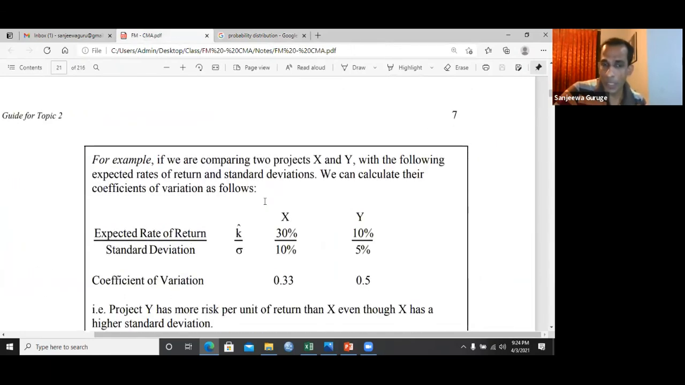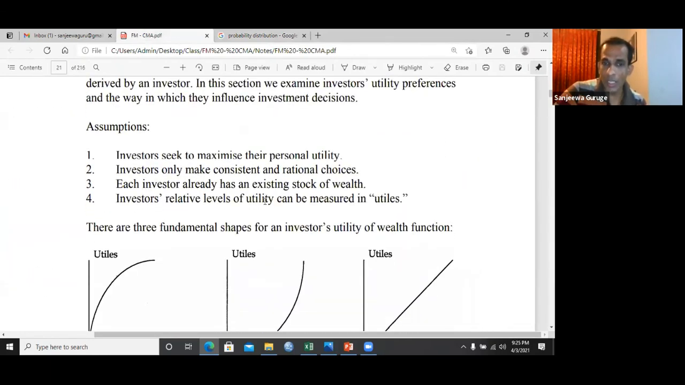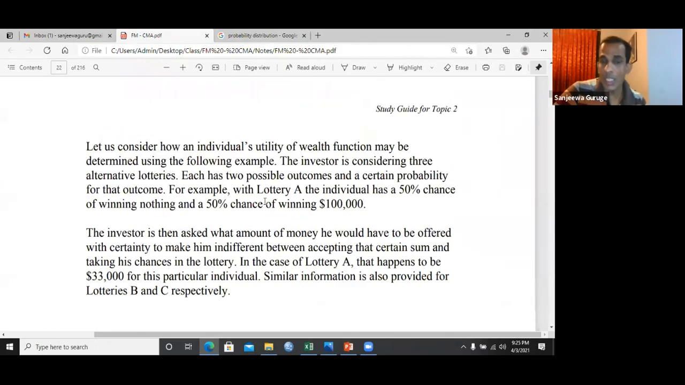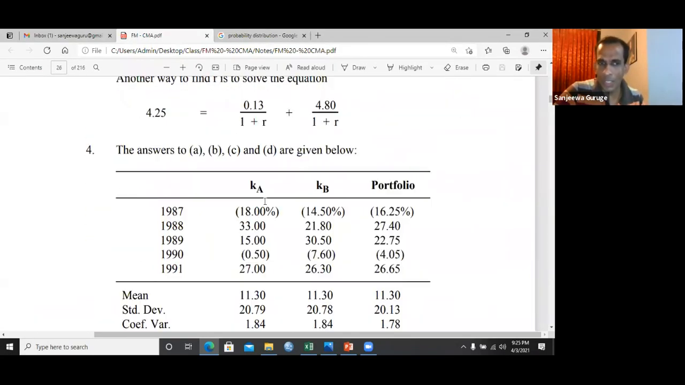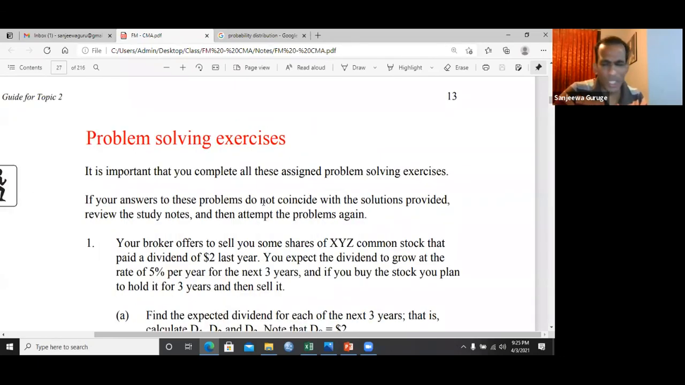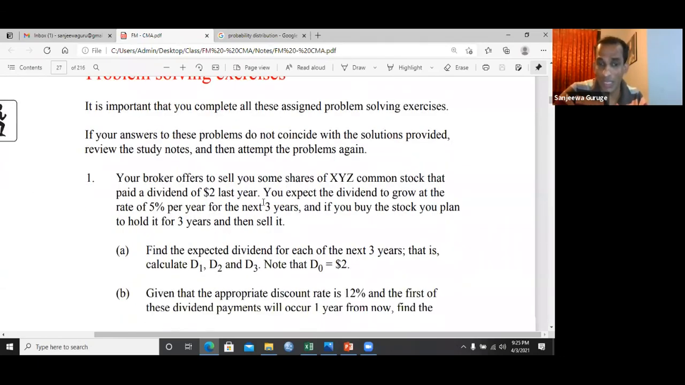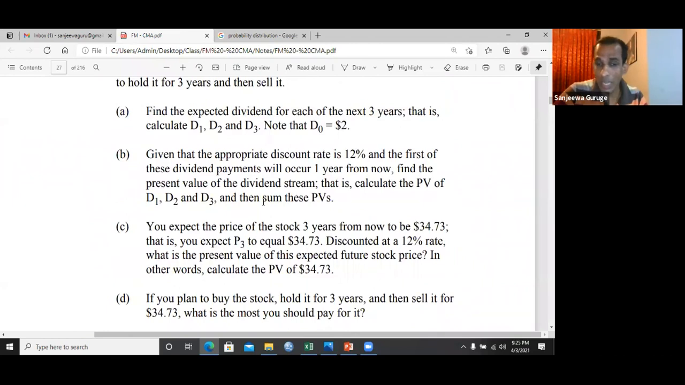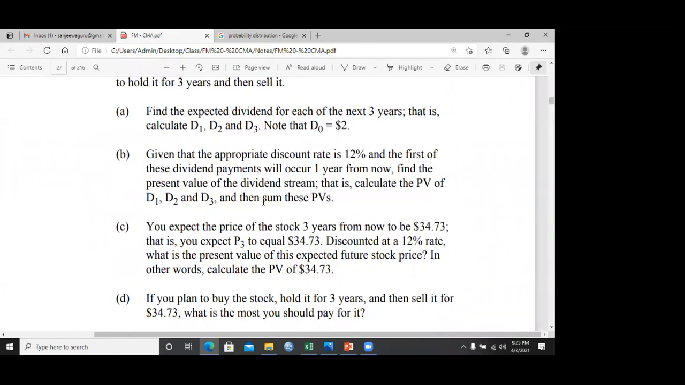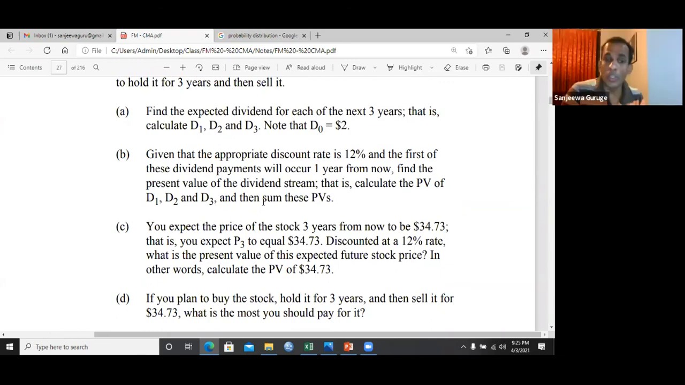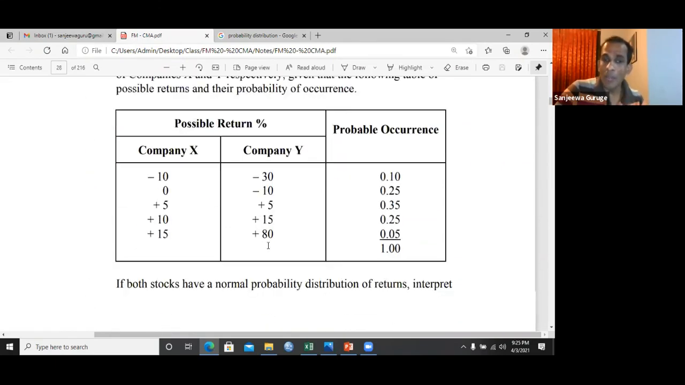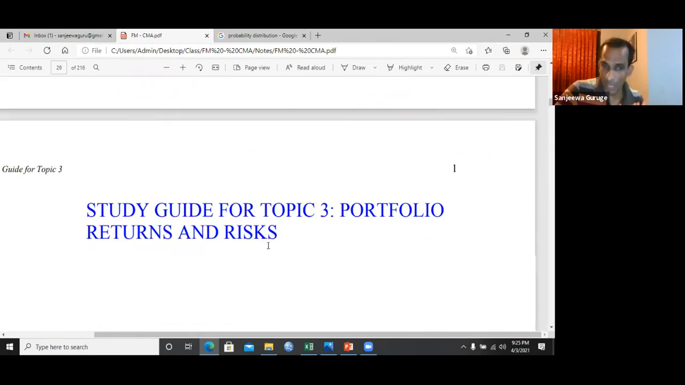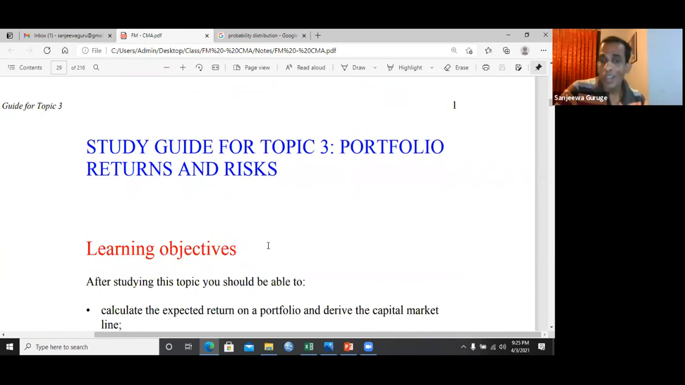When we discuss expected return and standard deviation for individual assets, rational investors normally don't invest the total capital they have in one asset. Why is that? They go for a portfolio. It's better to create a portfolio. Portfolio means you invest in a number of companies or different assets. So that's the next topic.